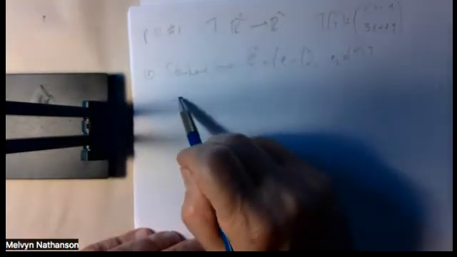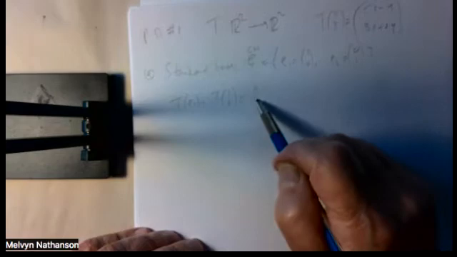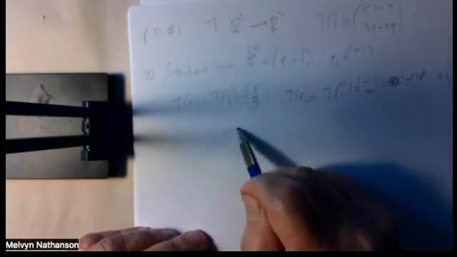So T of E1, that's T of (1, 0). When x is 1 and y is 0, this is (5, 3). And T of E2, which is T of (0, 1), is (minus 1, 2). So this means minus 1 E1 plus 2 E2. This means 5 E1 plus 3 E2.